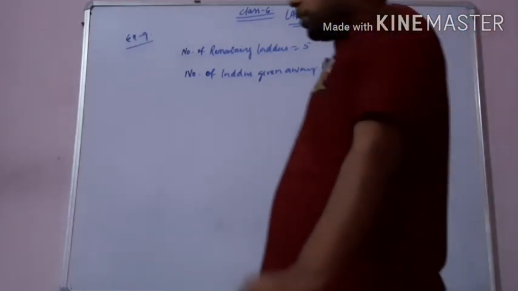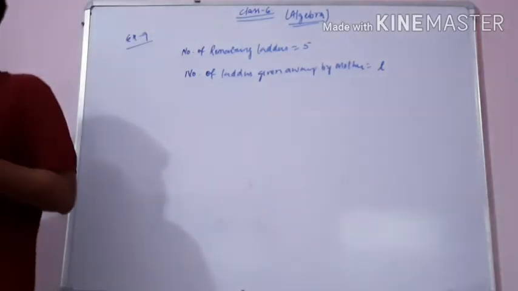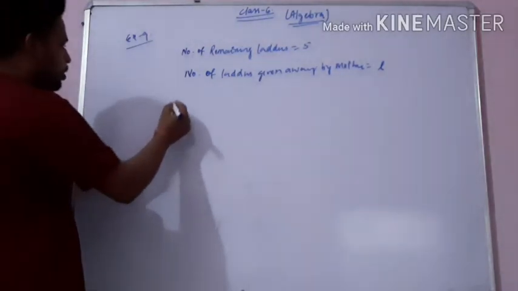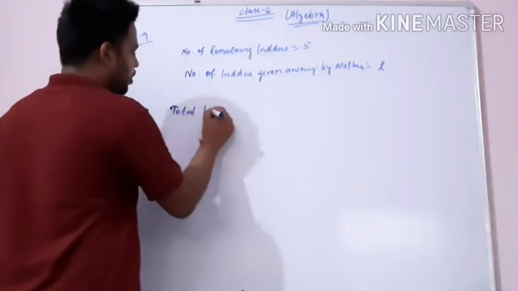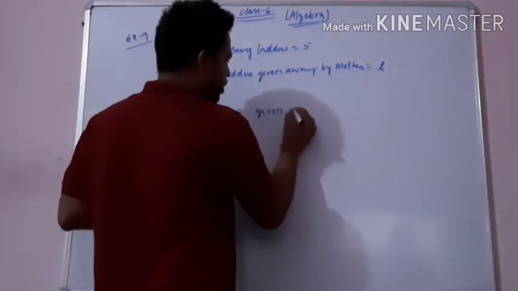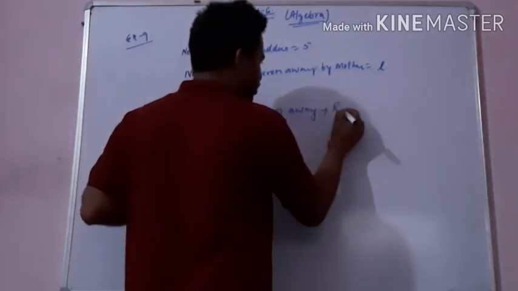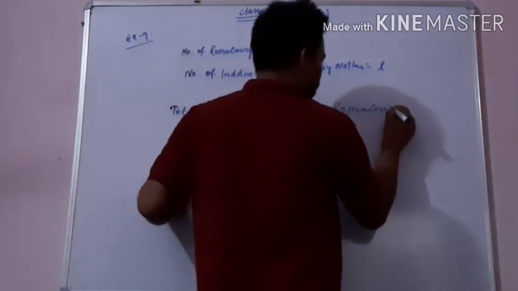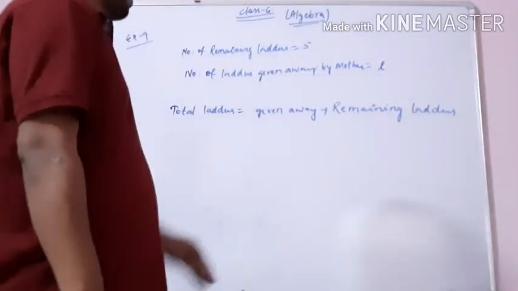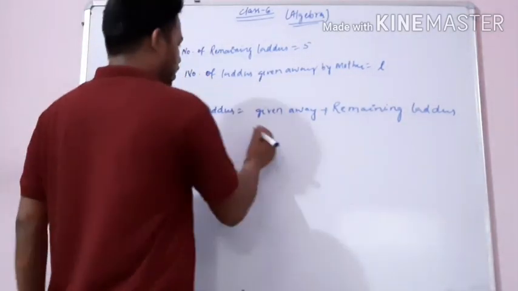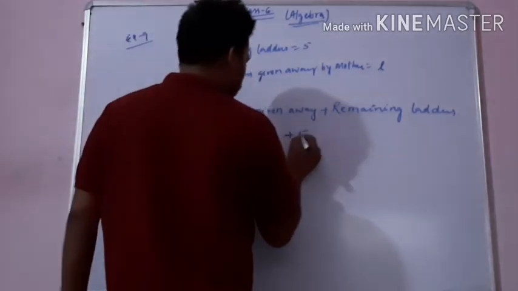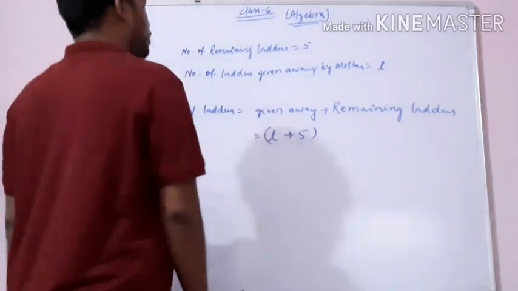See here, the number of given laddus plus the remaining laddus will give the total laddus. So total laddus will be equal to given away plus remaining. The number given away is L and the remaining laddus are 5. So the total number of laddus is L plus 5.